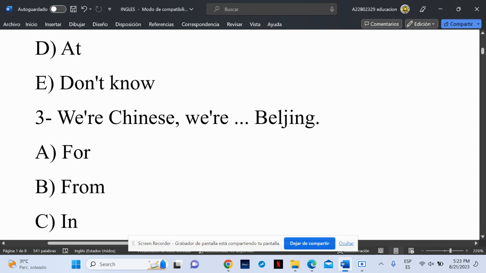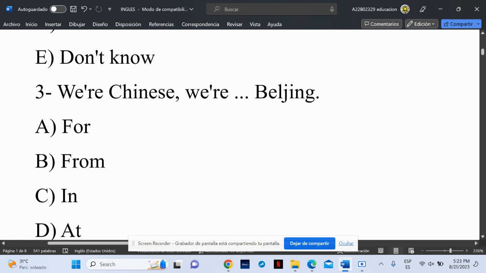Let me check you the next one, the letter 3. Here, for example, we have "Were Chinese were ... Belgium." What's the correct word in those sentences? For example, let me show you. Were Chinese were for Belgium.